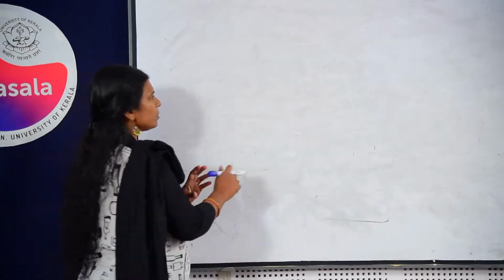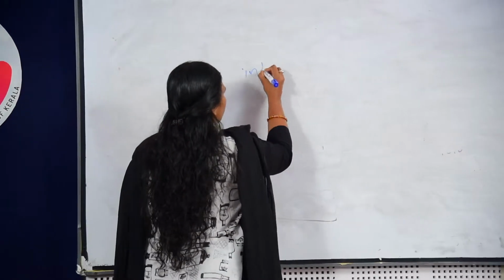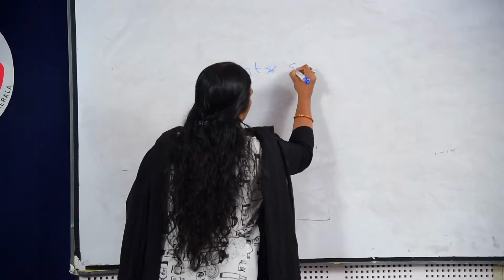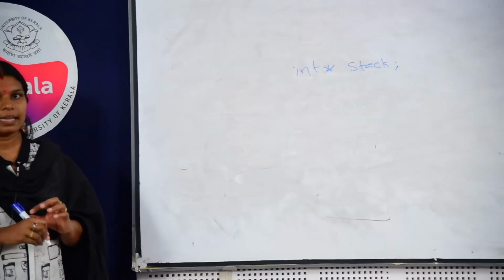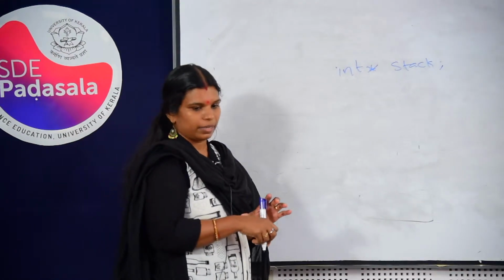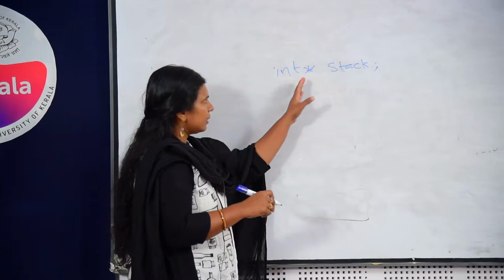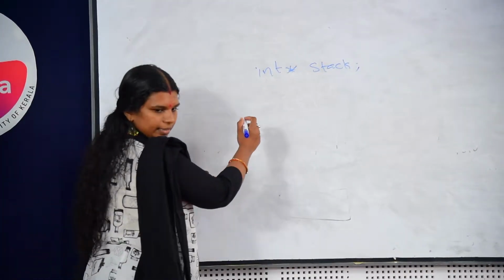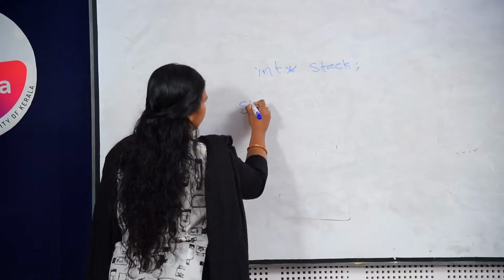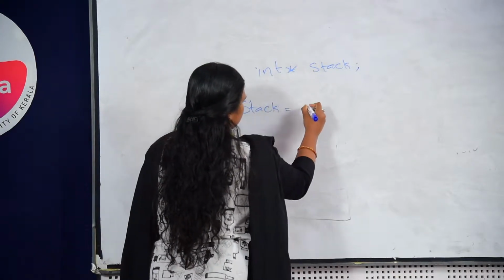Now, we will go for dynamic allocation. In dynamic allocation, we will use pointers. With the help of pointers, we will declare a stack like this. That is, stack contains a pointer, and the initial address will contain the address. That is, dynamically we will implement it like this.